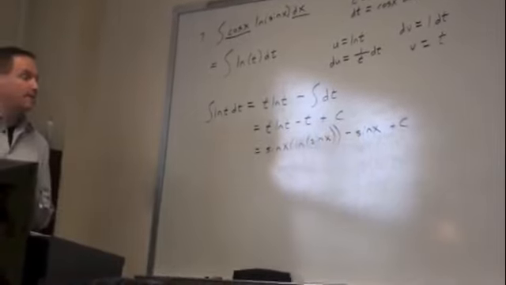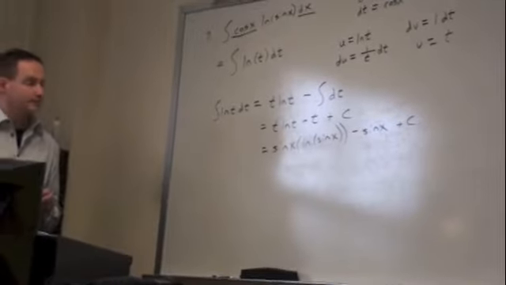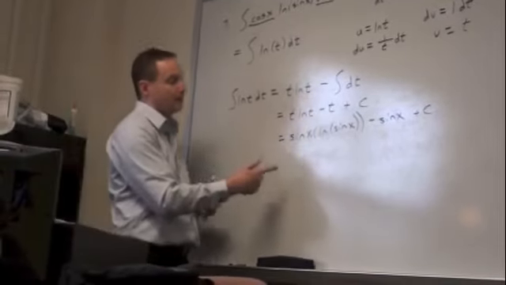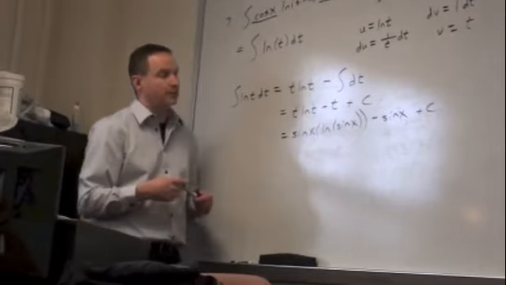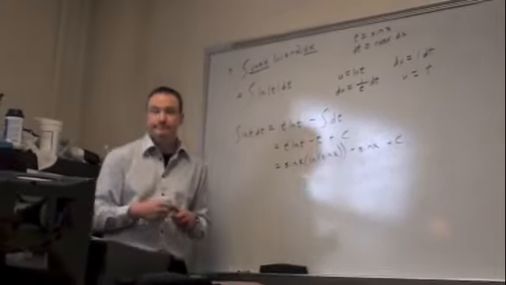That would actually make it a little easier, wouldn't it? Yeah, that'd be fine. You could say sine of x times the group natural log of sine of x minus 1 plus c. I agree.